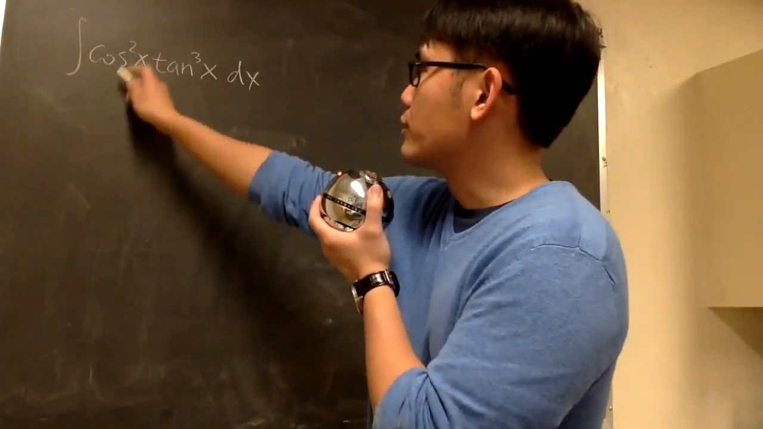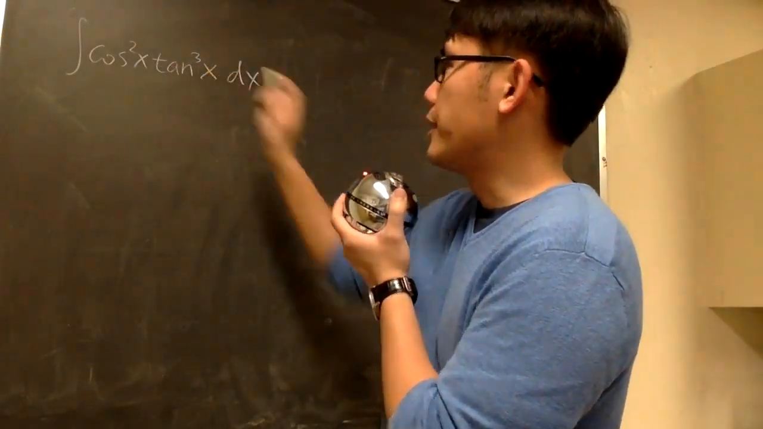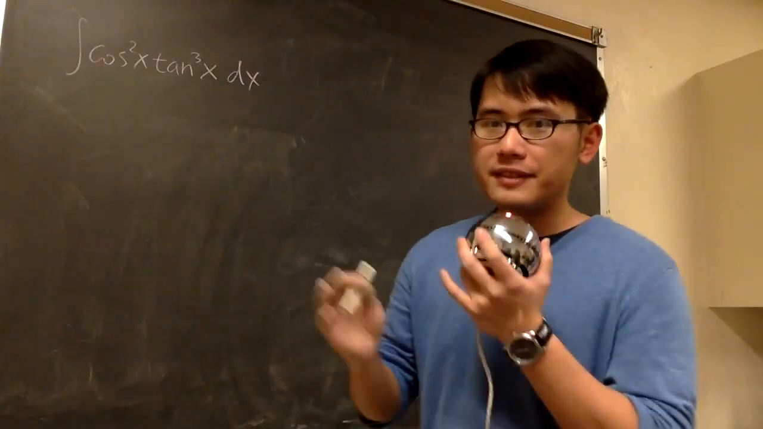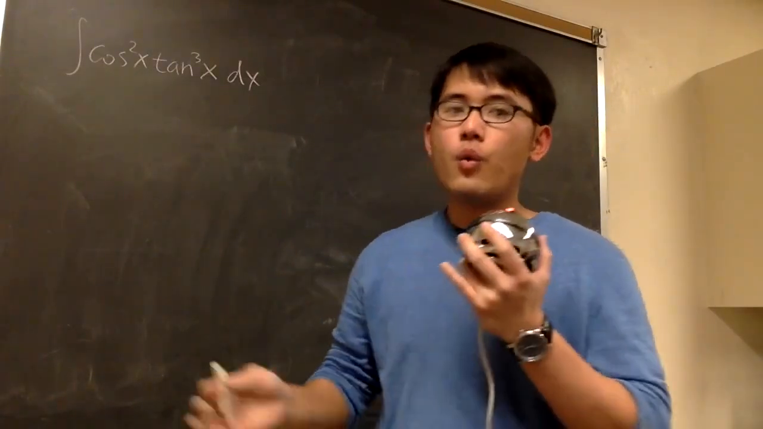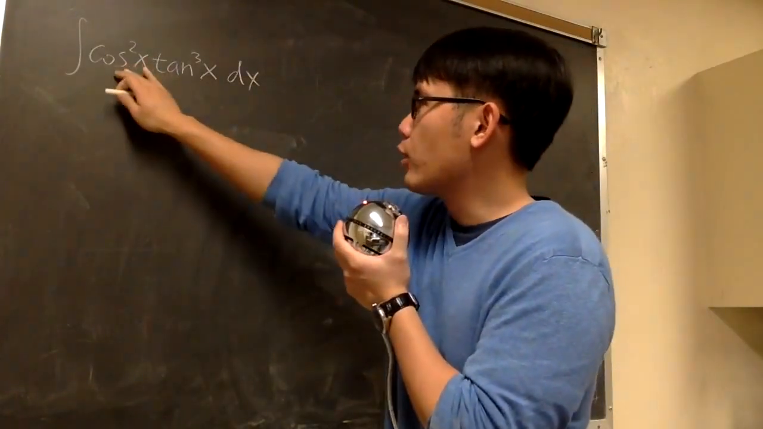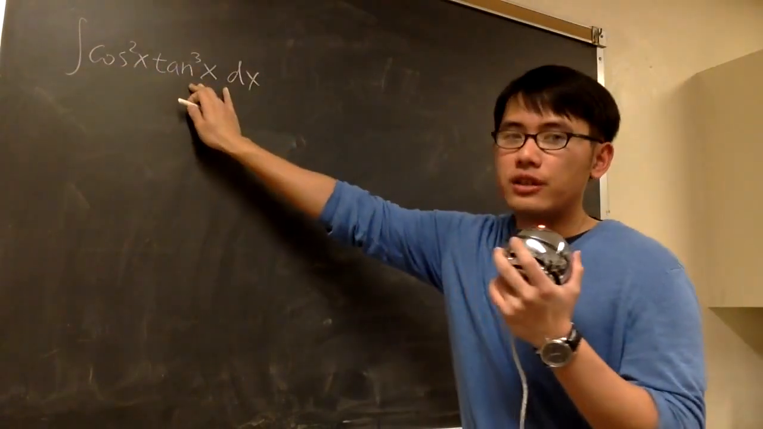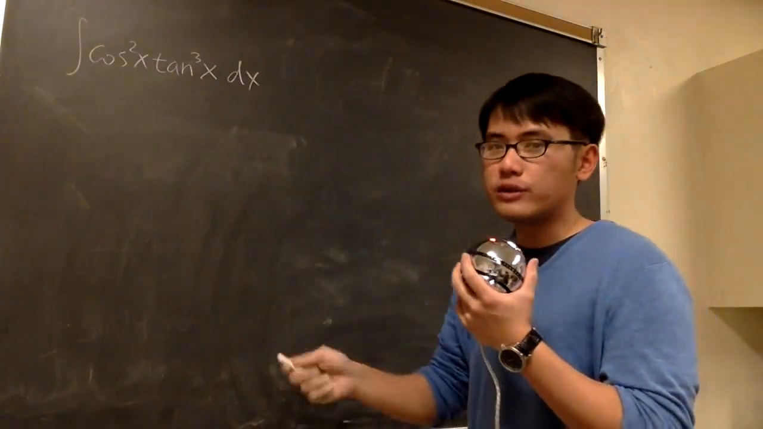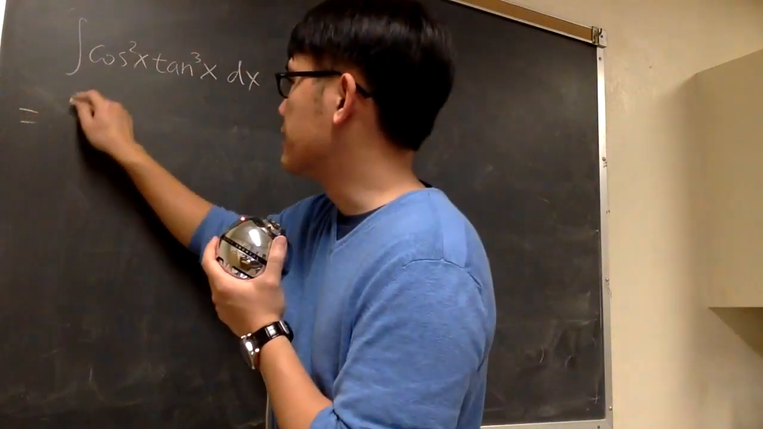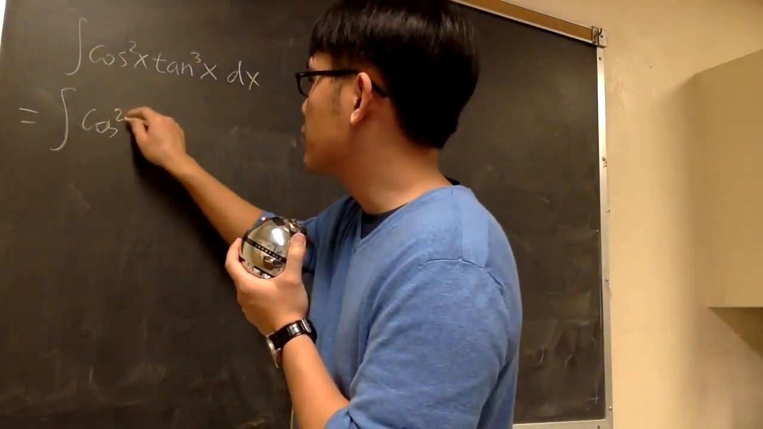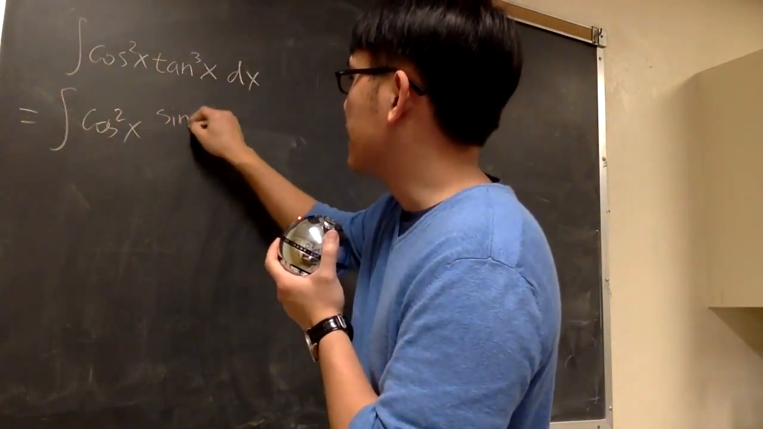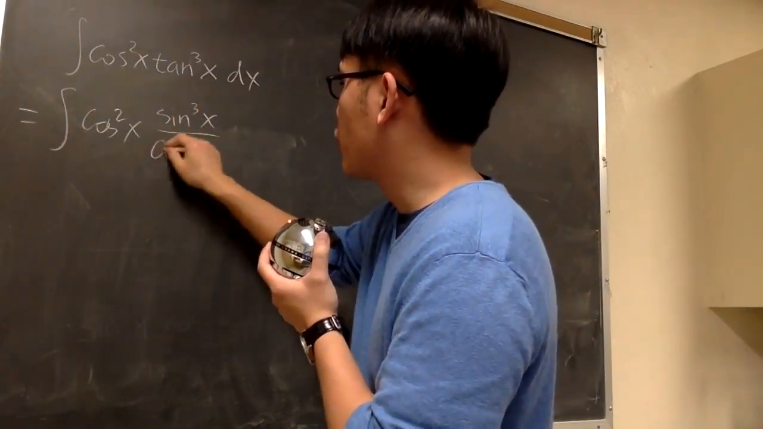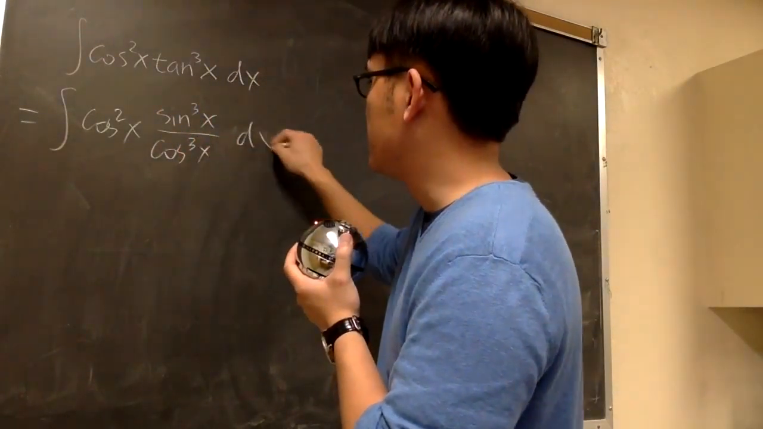Let's integrate cosine squared x times tangent to the third power x. Usually we like to have sine and cosine to work with. Well, in this case, we have tangent here and cosine here. We can take off tangent by writing tangent as sine over cosine. We'll do that. So this is the same as the integral of cosine squared x times sine to the third power x over cosine to the third power x dx.